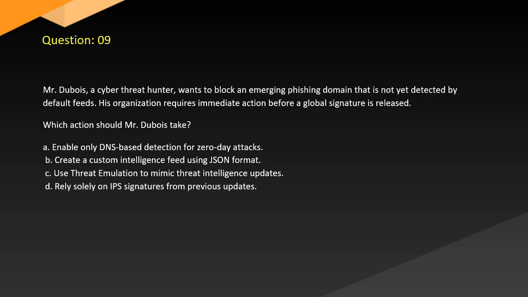Question 9. Istidua, a cyber threat hunter, wants to block an emerging phishing domain that is not yet detected by default feeds. His organization requires immediate action before a global signature is released. Which action should Istidua take? A. Enable only DNS-based detection for zero-day attacks. B. Create a custom intelligence feed using JSON format. C. Use threat emulation to mimic threat intelligence updates. D. Rely solely on IPS signatures from previous updates.